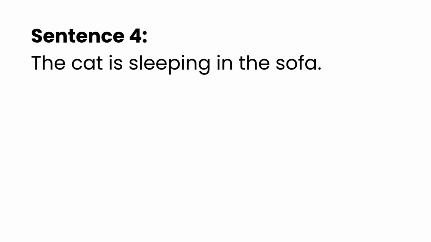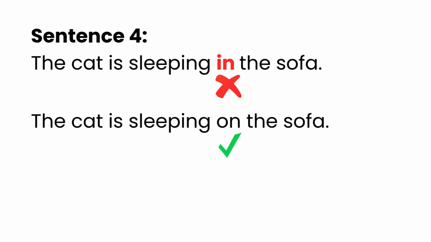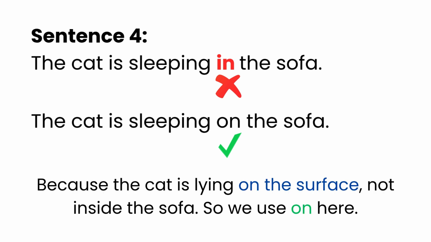Sentence 4. The cat is sleeping in the sofa. Is the cat hiding inside the sofa? Probably not. The correct sentence is, the cat is sleeping on the sofa. Because the cat is lying on the surface, not inside the sofa. So we use on here.